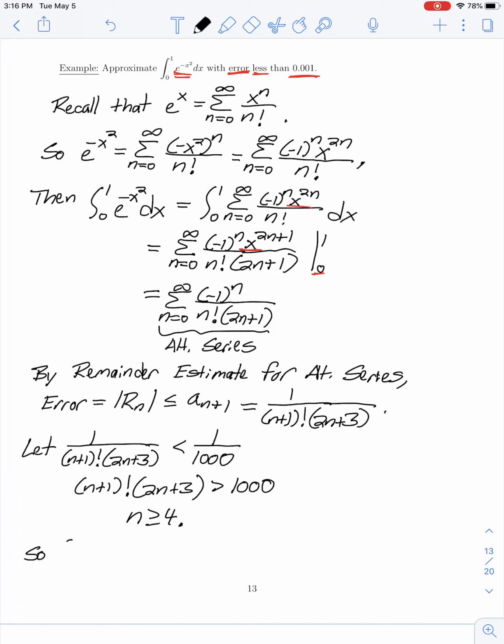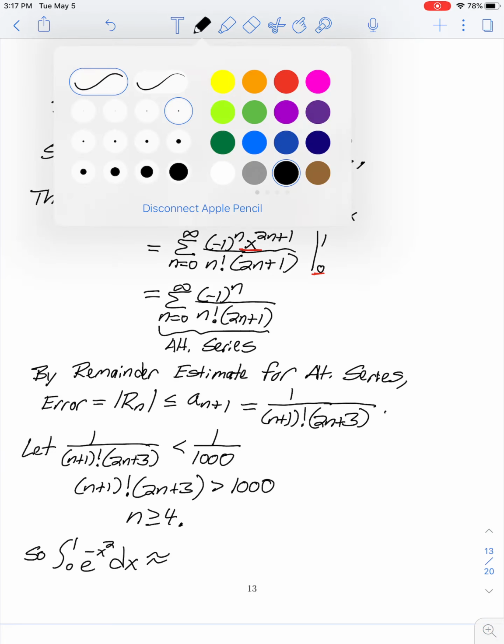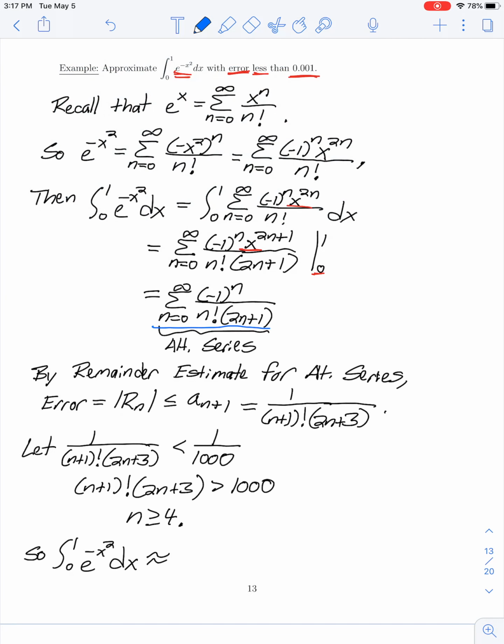So here, the definite integral that we were given from 0 to 1 of e to the negative x squared dx is approximated by the sum of the first several terms up through n equals 4. So looking at our series here, which is the definite integral, we would start with the term n equals 0 for our first term, and if n equals 0, we have 1.